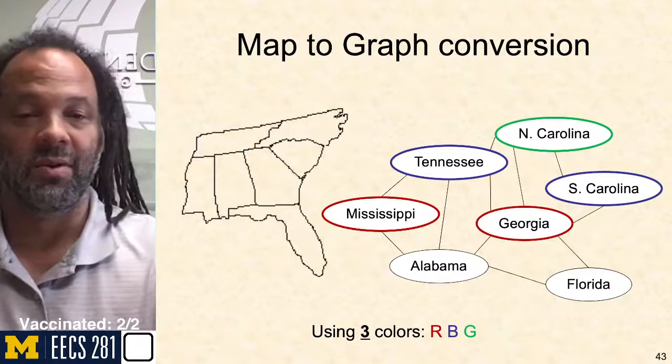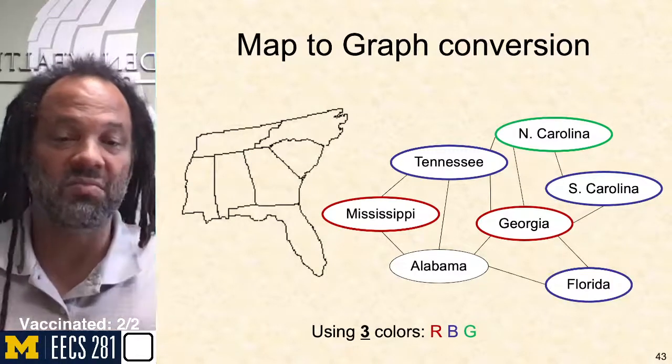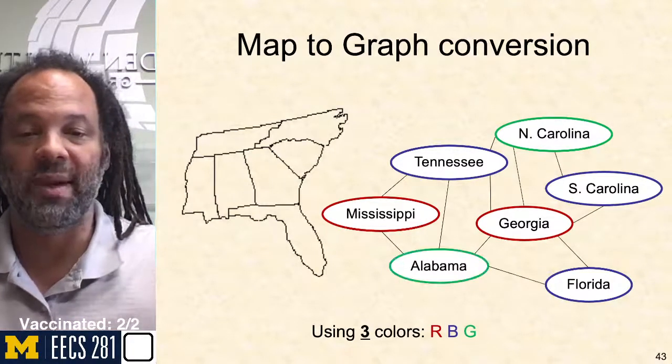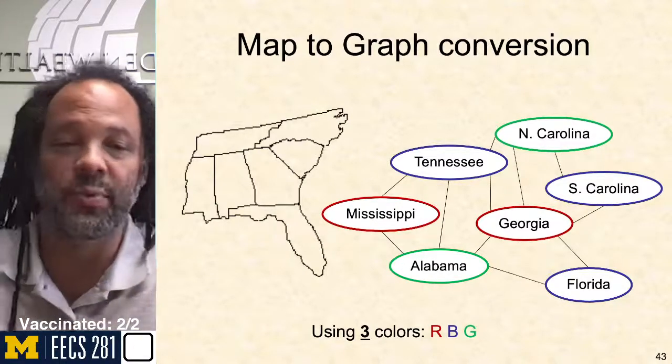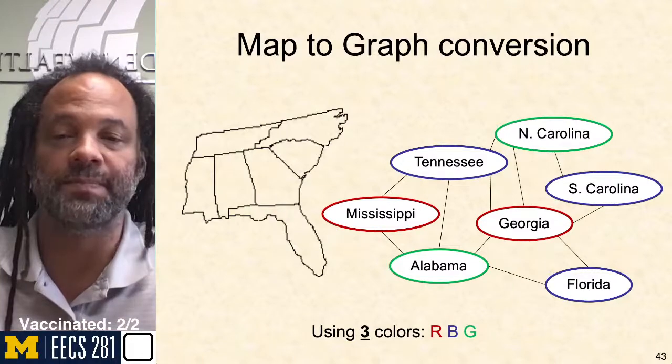All right. How about Florida? I can make Florida blue. That works. I go back through my progression again and color Alabama green, and now I have come up with a 3 coloring of this same region.